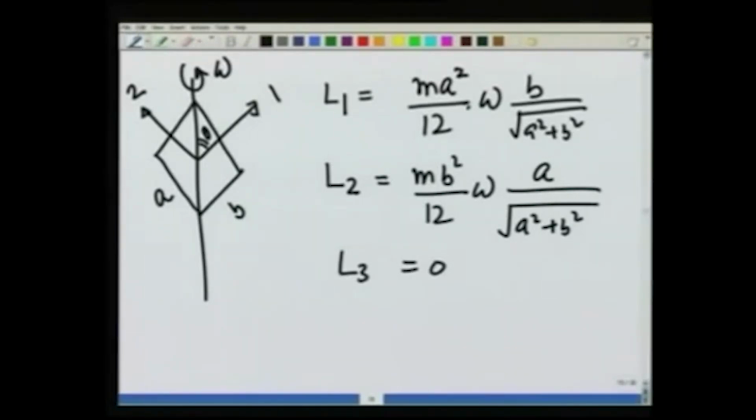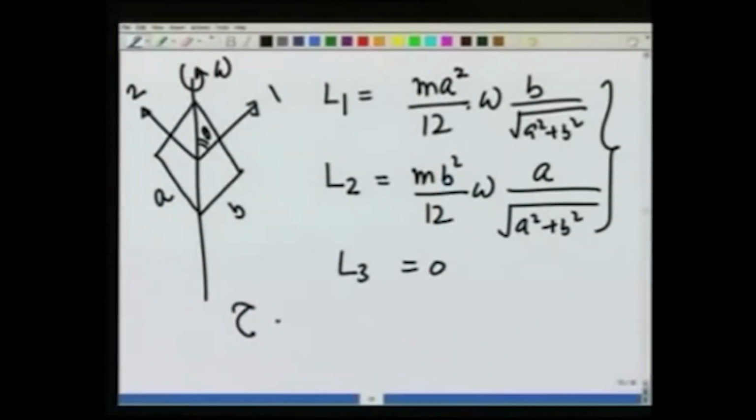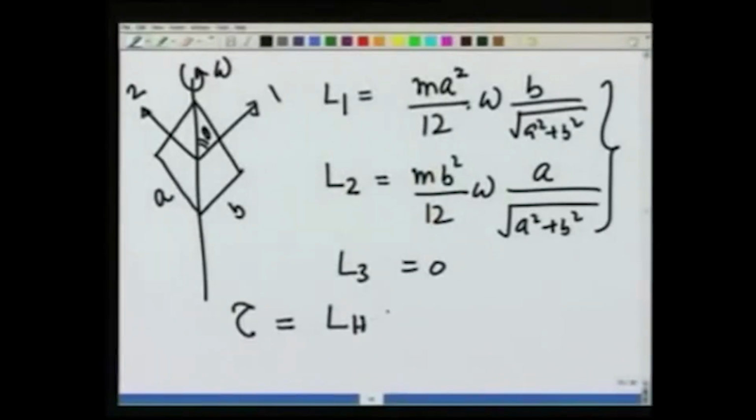So you've gotten L1, L2 and L3. You can see right away that L is not parallel to omega. How about the torque? To maintain this rotation, the torque would be equal to, we can use different arguments as we used earlier. Right now let me just use L horizontal times omega. That is, if I calculate the horizontal component and multiply by omega, it is only the horizontal component of L that is rotating, and the vertical component along omega remains unchanged.